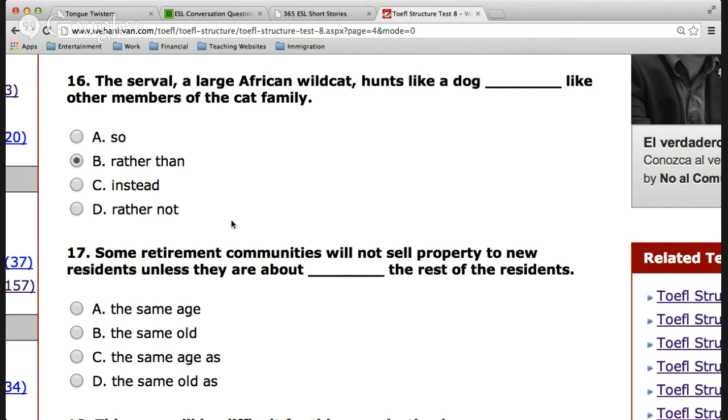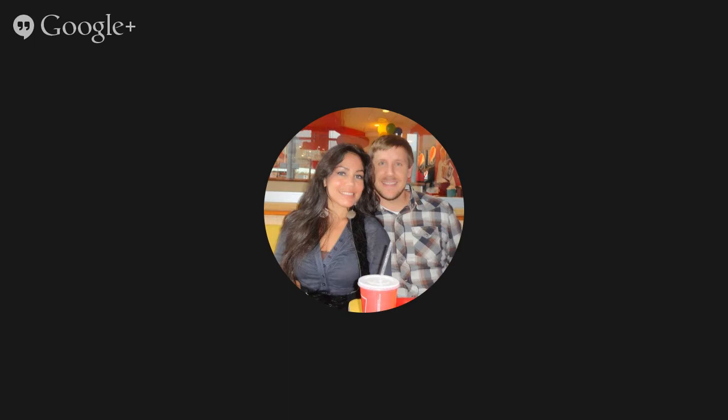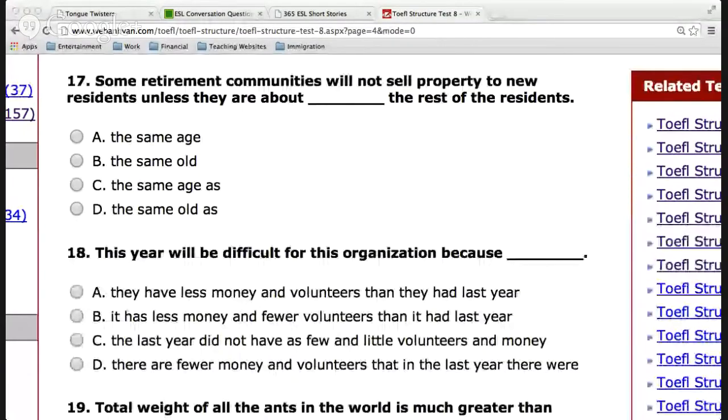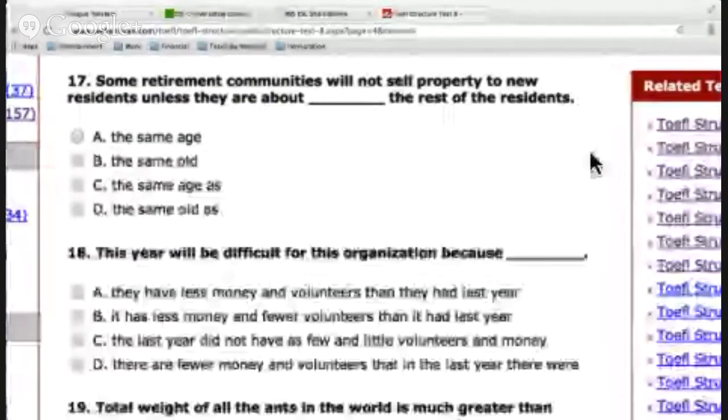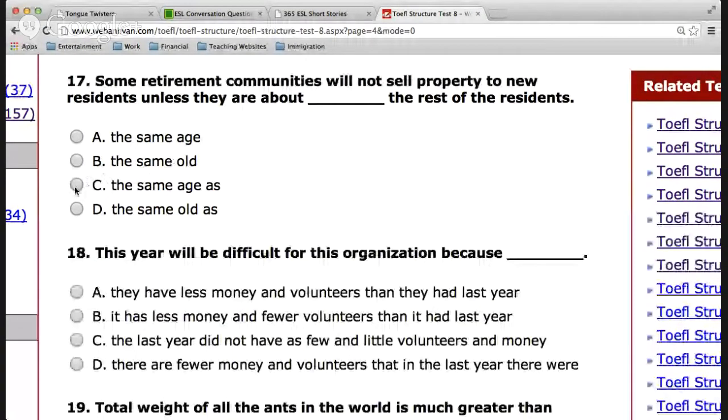All right, number 17. Okay, number 17, this is for Amparo. Some retirement communities will not sell property to new residents unless they are about the rest of the residents. The same age as, letter C. Okay. All right, let's try that out. Some retirement communities will not sell property to new residents unless they are about the same age as the rest of the residents. What do you guys think? Letter C? Yes. Okay. One, maybe two, D. Maybe D. Yes. Okay. Anybody else?